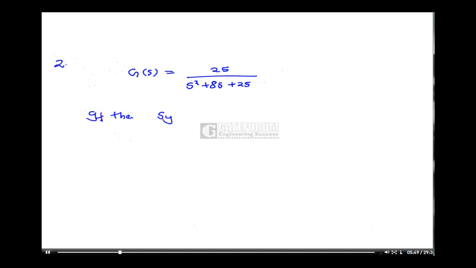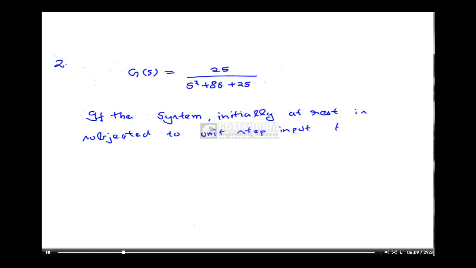if the system initially at rest is subjected to unit step input at t equal to 0, then second peak in response will occur at, we have to find the second peak.